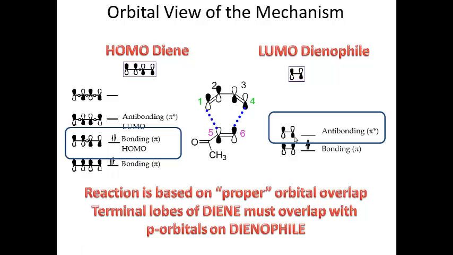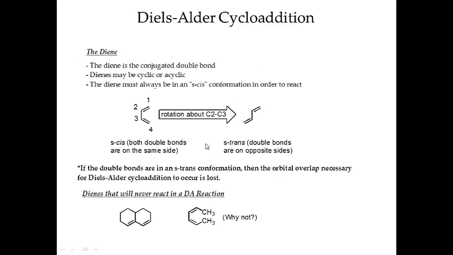All right. Also, for the diene, the two double bonds have to be in what we call an S-cis fashion, meaning that they both have to be on the same side, because this carbon-carbon single bond, I can rotate around that bond. So this is what we would call S-trans, where the two double bonds are on opposite sides of one another. This is what we would call S-cis, and that just means the two double bonds are on the same side. All right, so these dienes down here will never react in a Diels-Alder reaction because, because of the cyclic system, it is locked in S-trans.